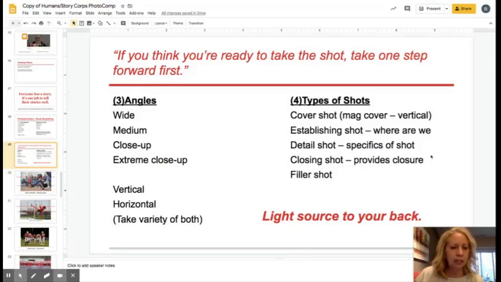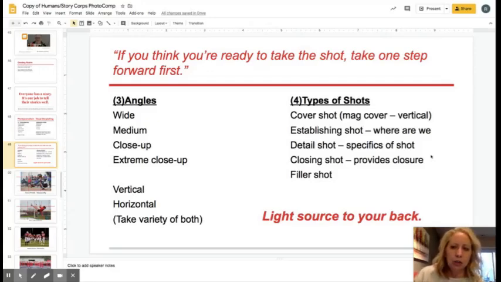details and specifics. A closing shot, a lot of times, is to provide, like in a video, that things are wrapping up. So a lot of times it would be people from the back, the backs of them walking away, or the cliche wedding photo of the couple holding hands and walking into the sunset. And then you can have a filler shot.